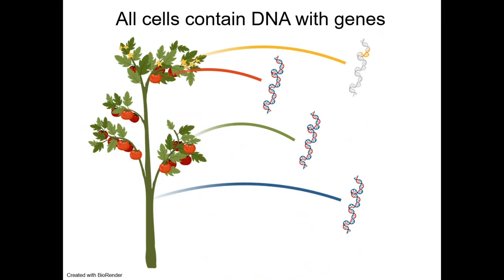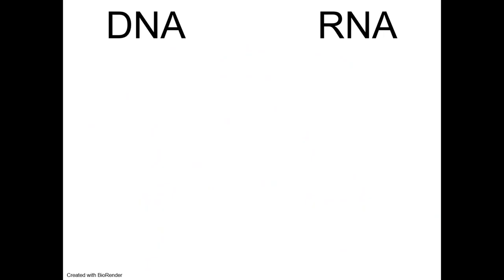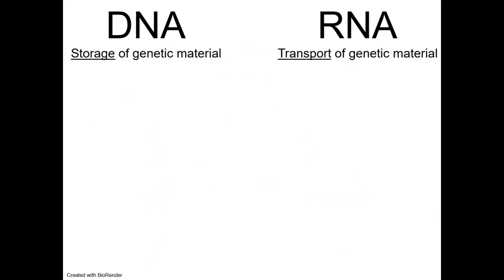Flower genes will be expressed in the flower. Tomato fruit genes will be expressed in the tomato fruit. Genes specific to the leaf will be expressed in the leaves. And lastly, genes specific to the stems will be expressed in the stem. All cells have the same DNA and contain all the genes, but expression of the genes is different depending on where the cells are. Now that we have gone over DNA and RNA, let's summarize what we have learned.